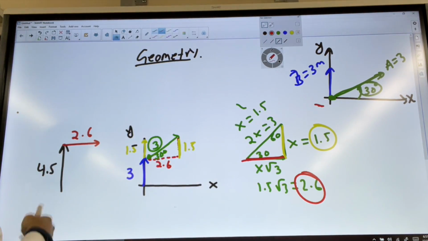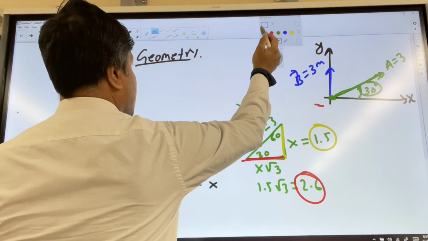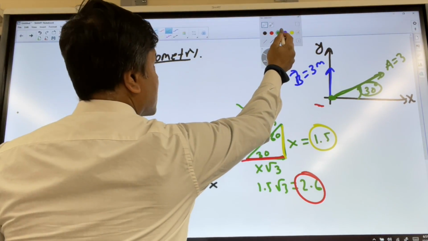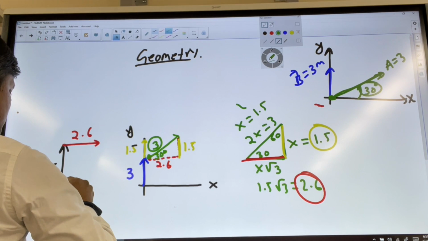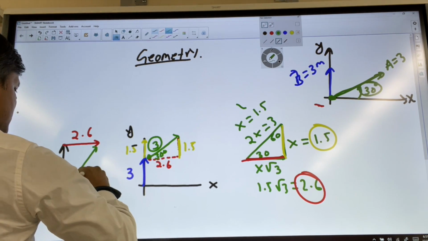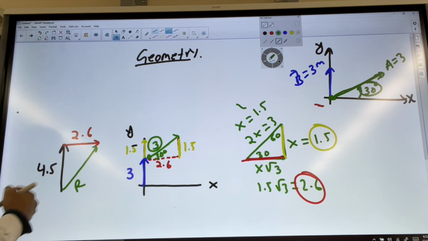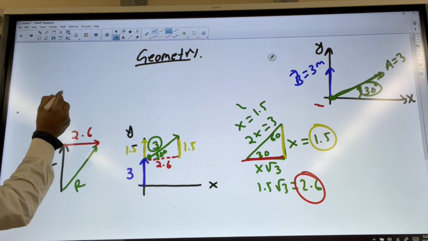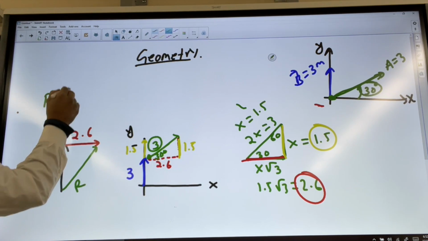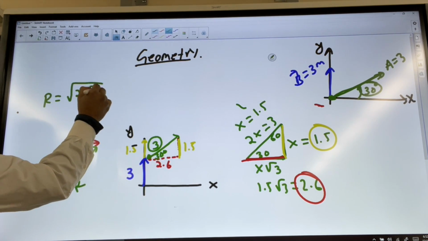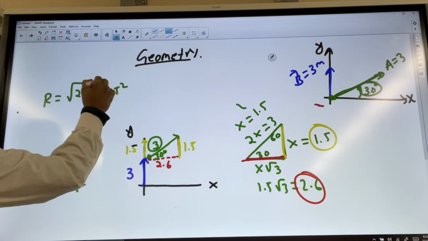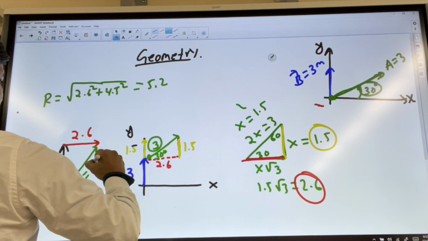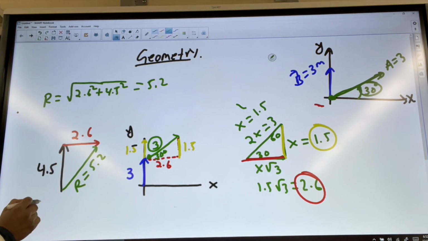Now I need to draw the resultant, and the resultant should be very easy. So this is my resultant. How can I find the resultant? I know this one, I know that one. So resultant would be 2.6 squared plus 4.5 squared, and that would be 5.2. So resultant is 5.2. Now I have to find the angle.